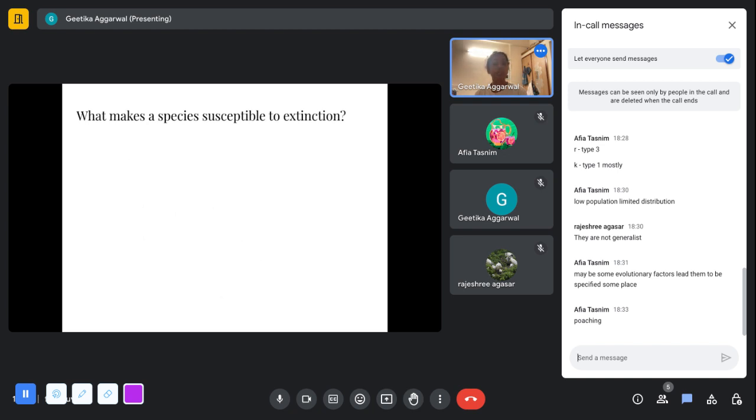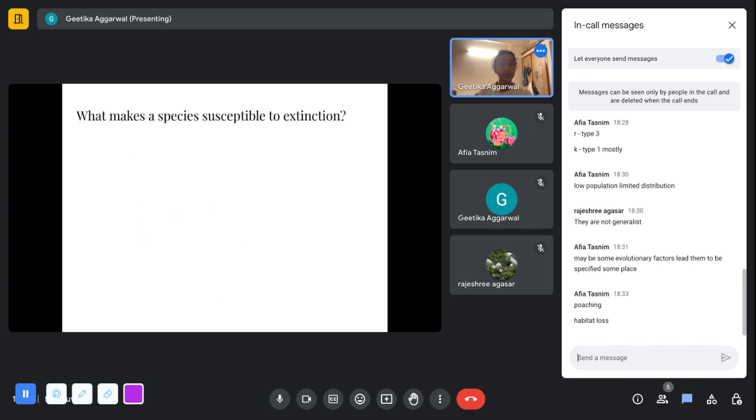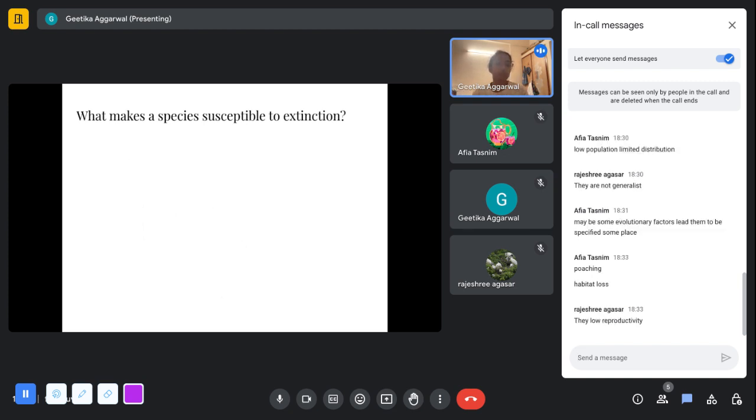Poaching, yes. These are some of the factors, so you're talking about killing, hunting, poaching, that humans carry out. What I'm asking is more from the species point of view. Yes, there is habitat loss, but what I'm asking is more from the species point of view, like, if the species has certain specific features, it is going to be more susceptible to extinction.